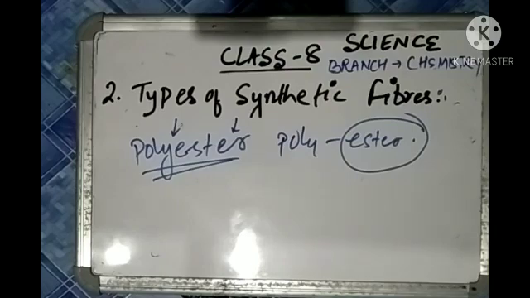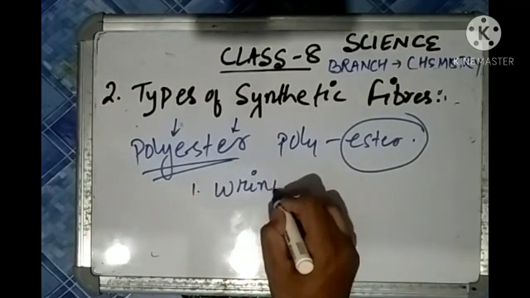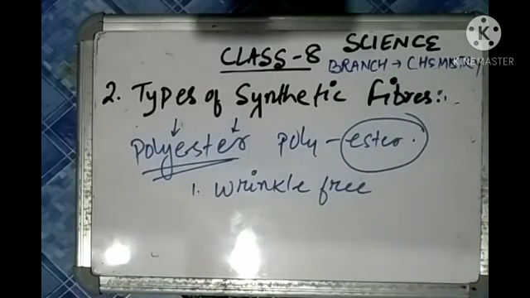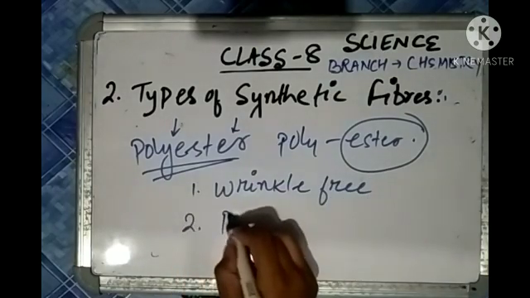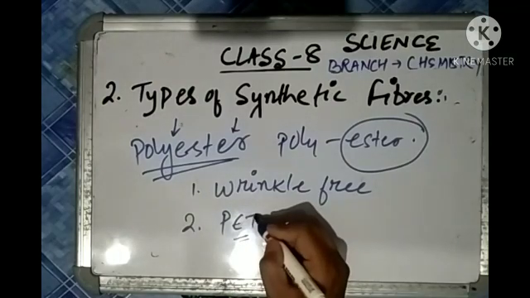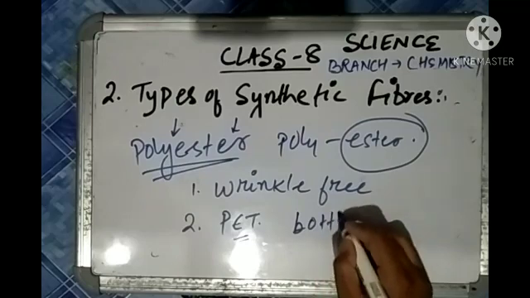And the properties of polyesters are they are wrinkle free, easy to wash. And one more point is given in your textbook, that is PET. PET is a very familiar form of polyester. It is used for making bottles.